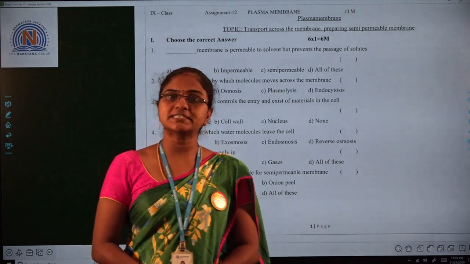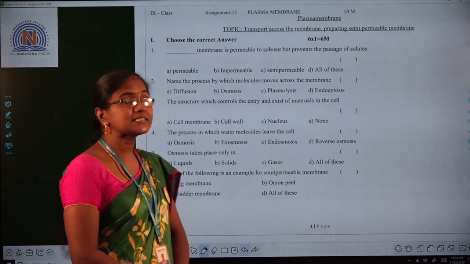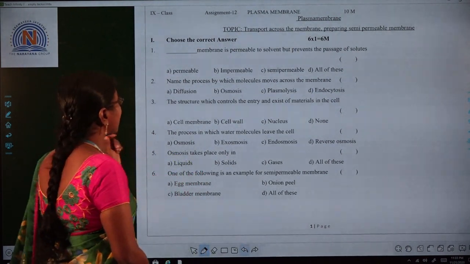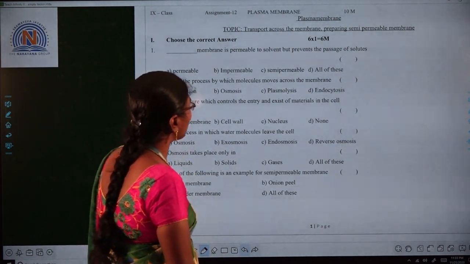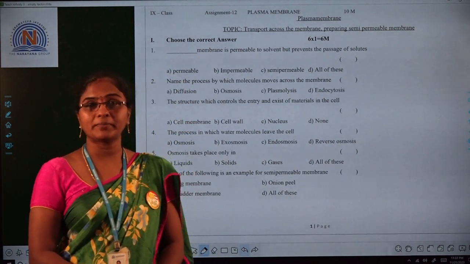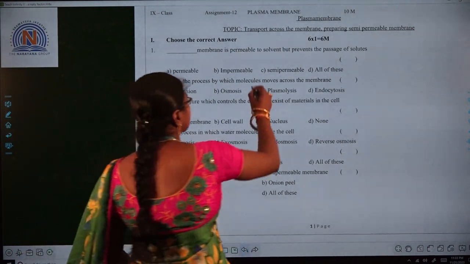Today we are going to discuss the assignment key for class 9, and the topic is transport across the membrane. Let us see the first one. Dash membrane is permeable to solvent but prevents the passage of solute. Such types of membranes are called semi-permeable membranes, and the answer is option C.